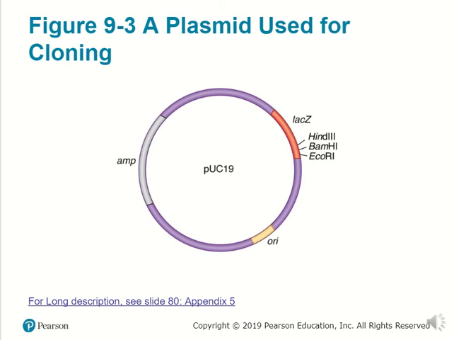Now, the use of a plasmid for cloning. Essentially, you can incorporate a plasmid that has specific genes in it that are desirable to add to a new cell, and they might have very specific restriction sites, such as in this case for HindIII, BamHI, and EcoRI, that can be used to cut open the plasmid and insert it into the host cell's genome later on if desired.